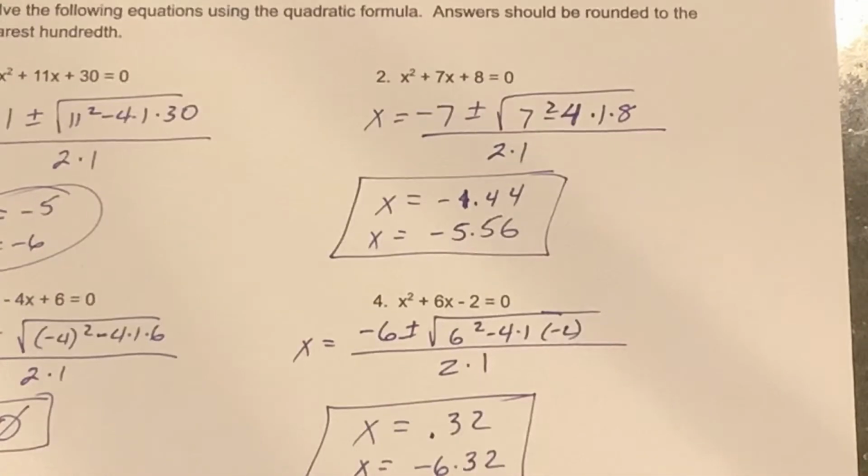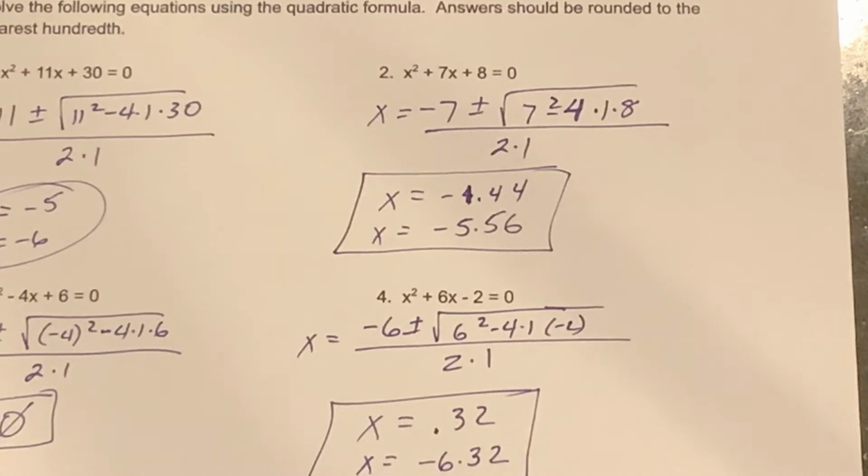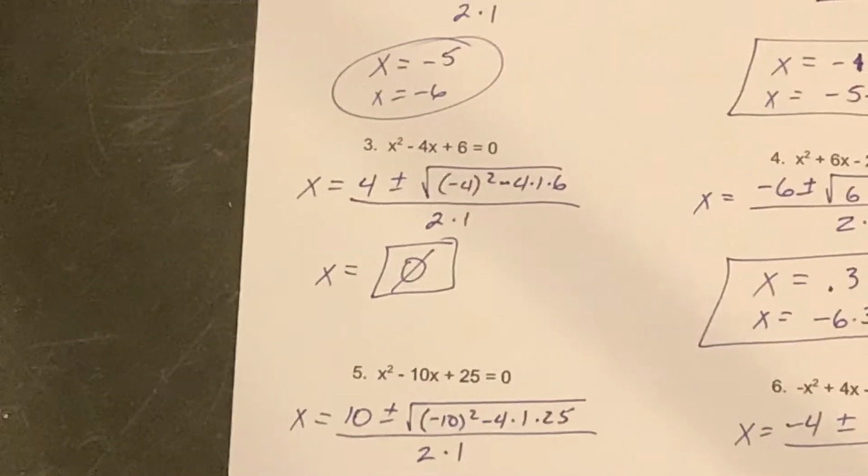Number 2, opposite of 7 is negative 7 plus or minus the square root of 7 squared minus 4 times 1 times 8 all over 2 times 1. We're going to get a decimal here, the two decimal answers, negative 1.44 and negative 5.56. That says negative 1.44 there, a little sloppy.